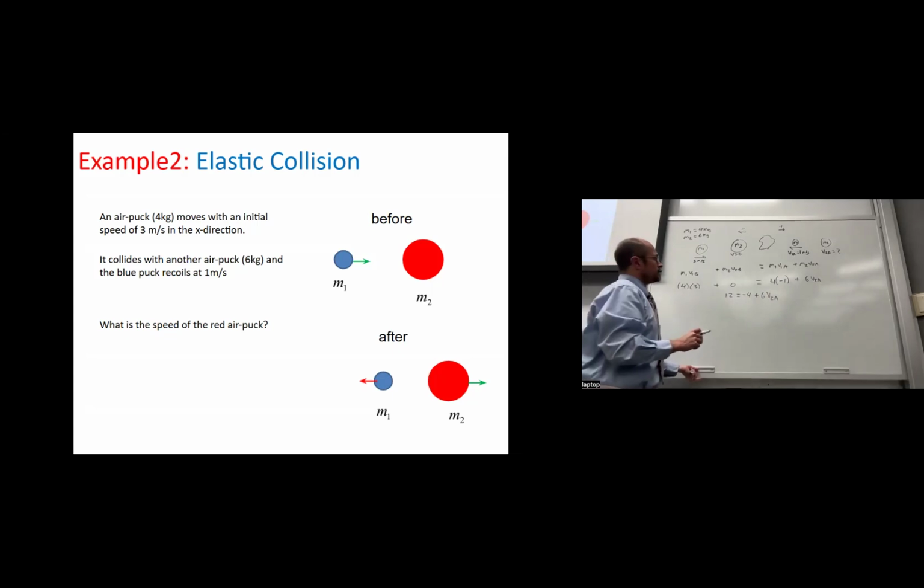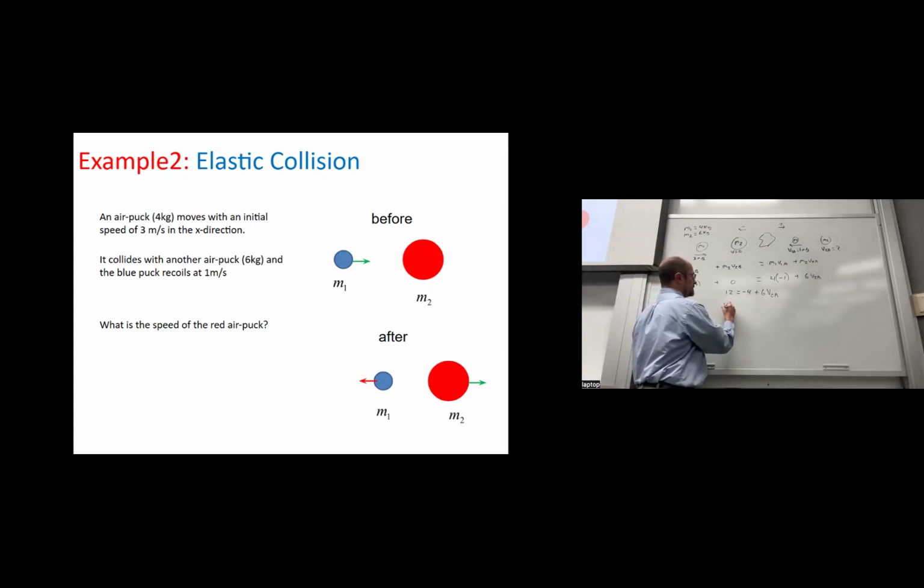So we see that 6 V2A equals 16. Or in this case, V2A equals 16/6, which is about 2.7. Should be close.